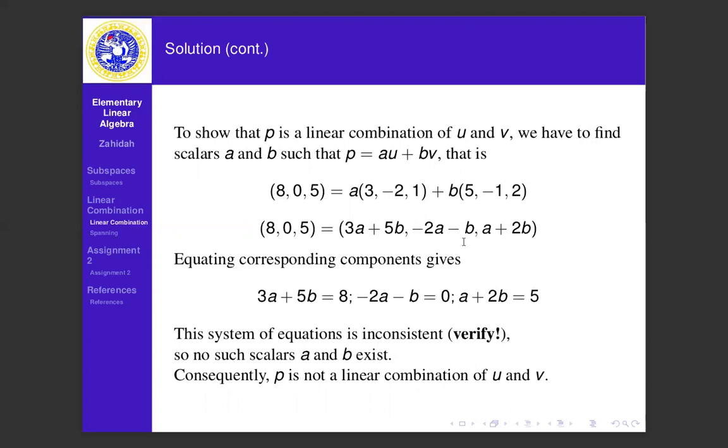Okay, let's verify. We have the first row of the matrix 3, 5, 8. Okay, what operation here? If you want to solve this system, we have 3 equations and 2 variables.